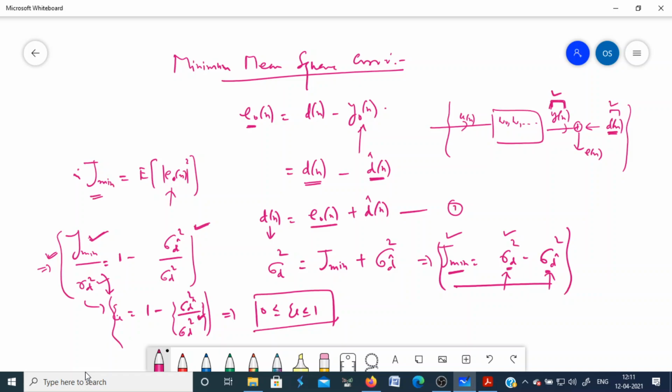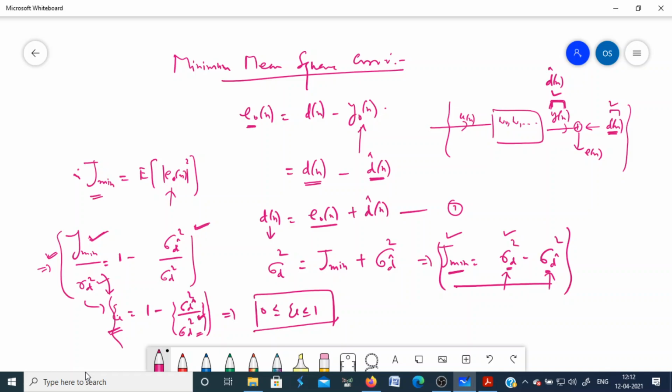So when epsilon is 0, it means sigma d cap square upon sigma d square is equal to 1. So 1 means that the output of the Wiener filter, which is the estimate of the desired response, and the desired response are exactly the same. So d cap n and d[n], when they are the same, their variance is the same. As a result, your error is 0. So this is the best Wiener filter that you can have, which produces the output that is exactly the same as the desired response.